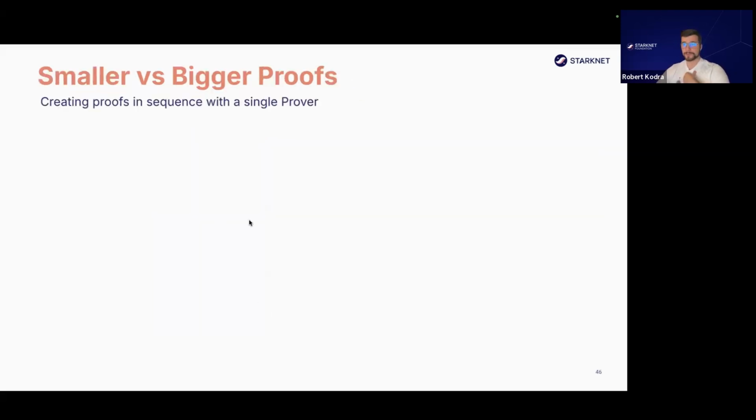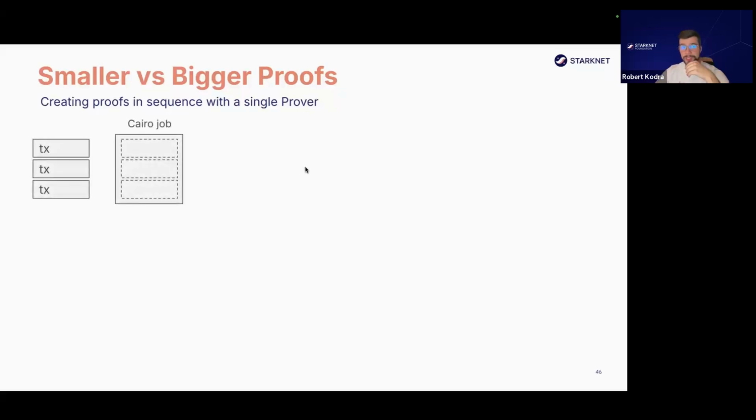Okay, now let's analyze the problem in two different ways. We're going to analyze it by creating a proof in sequence with a single prover, and we're going to compare a small proof versus a bigger proof. So we have the smaller proof that we'll analyze first.